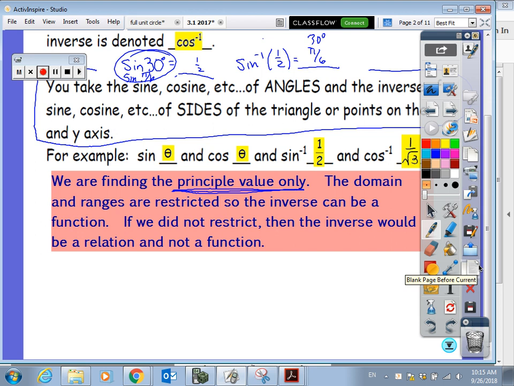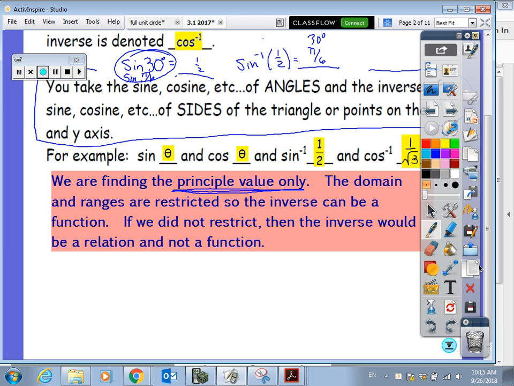Question? So to find the inverse of sine, for example, would it help to do sine first for the angle? No, because you don't know what it is. That's what you're trying to find. So you're not going to be able to put it in. If you're able to put it in, then you know the answer. So no, that won't work.